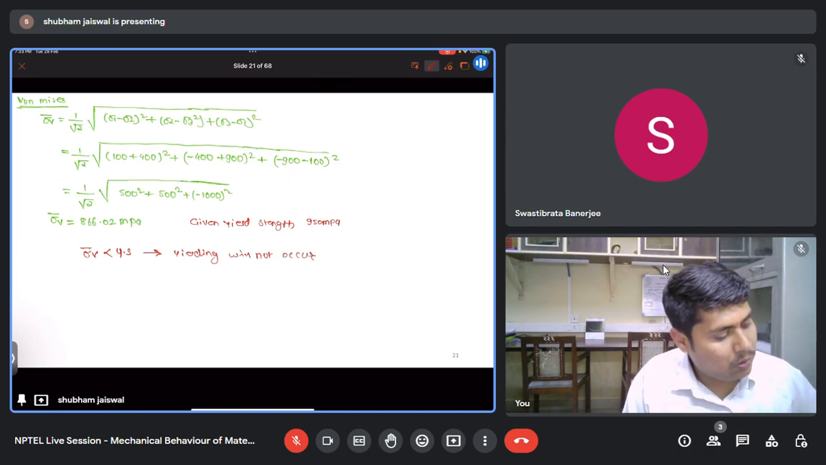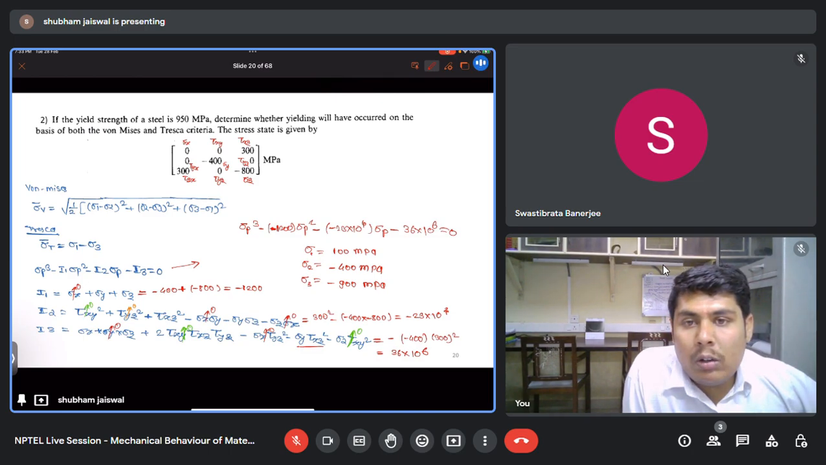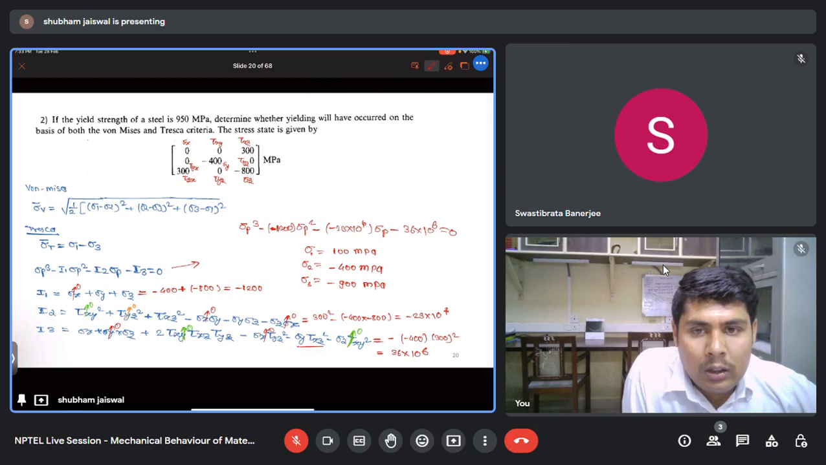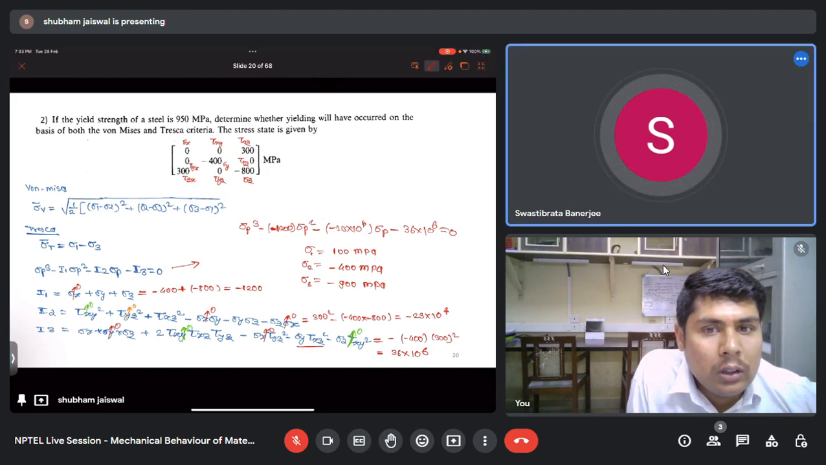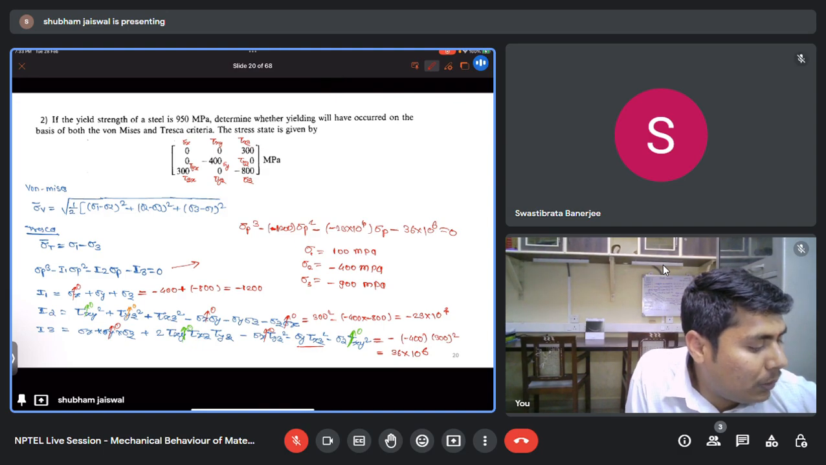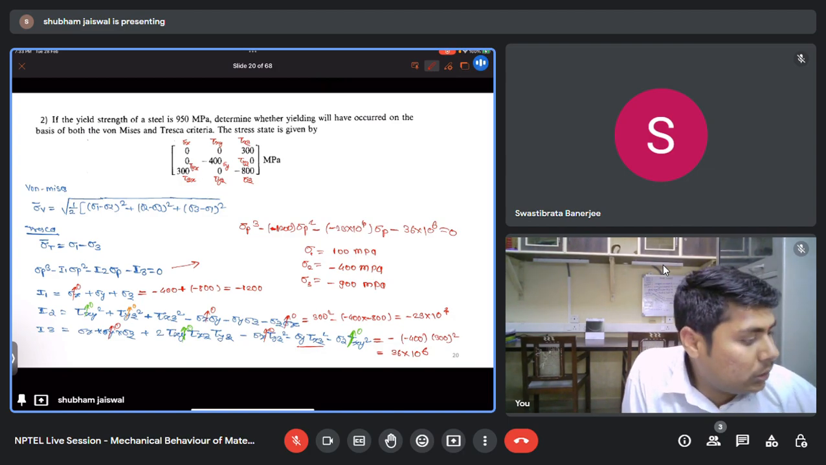So here, Swatibrata, you can see the individual stress components, sigma z, tau, and sigma y, are less than the yield strength of the material. Their overall effect is also less than the yield strength. Is it not? Yes, sir. If I increase the value of sigma z, what will happen? The material will yield, because this value will change.